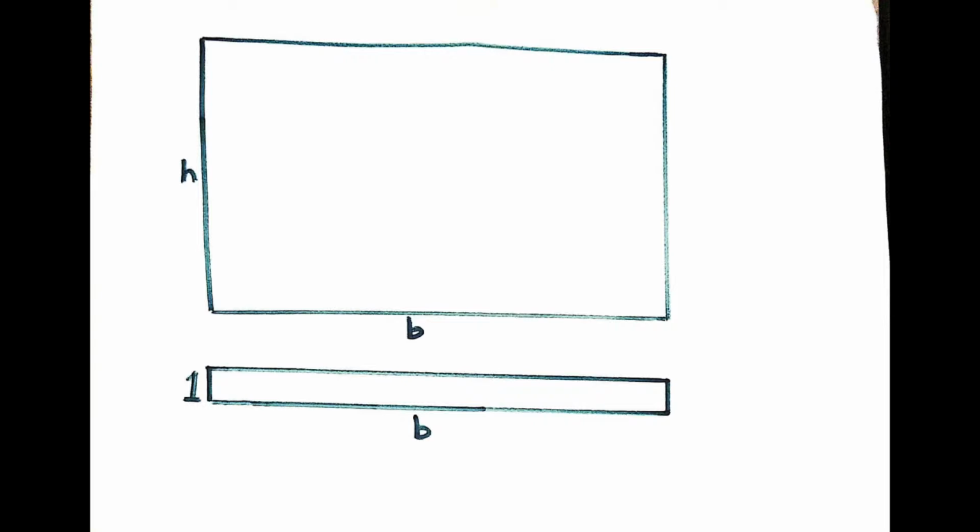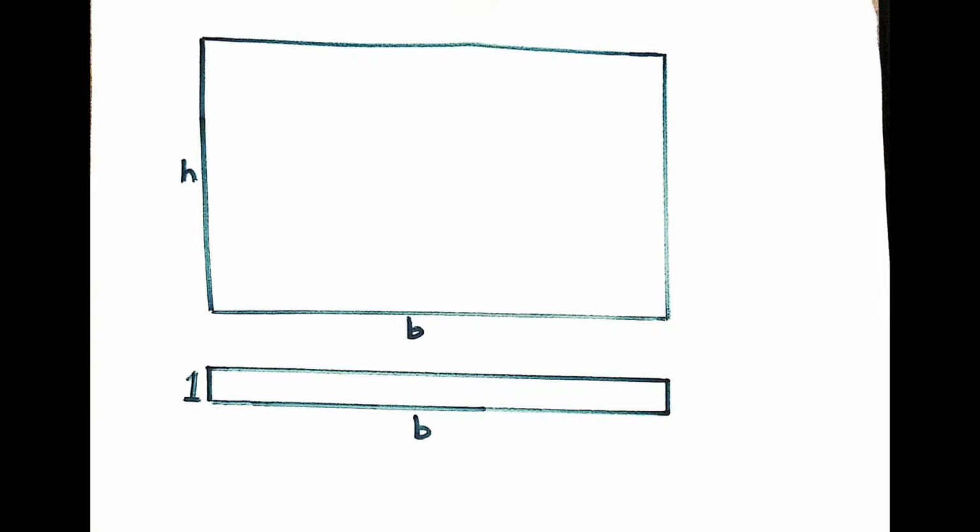We can divide the rectangle into h smaller rectangles, each of height 1 and base of length b. In each of these smaller rectangles, we can fit unit squares along the rectangle. There will be able to fit b total unit squares side by side. And we have h of these smaller rectangles.